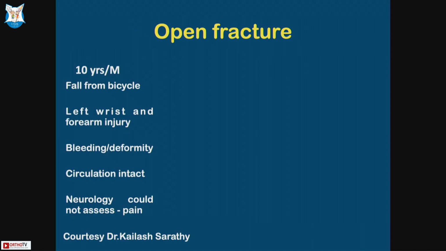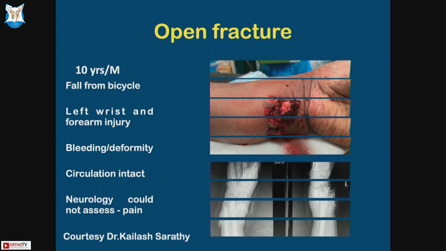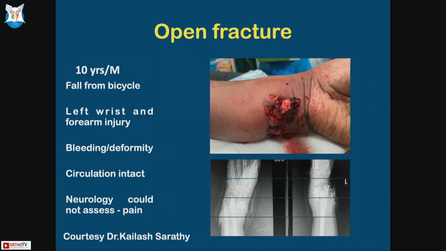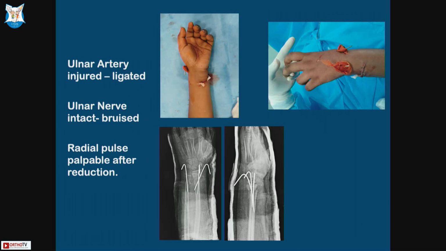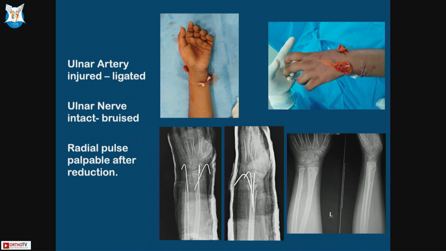Open fractures are another indication to fix them. You can't treat these closed. This was a 10-year-old boy, left wrist and forearm injury, bleeding, deformity, circulation was intact. The neurology was not assessed, but that was the picture. Then the ulnar artery was ligated, the ulnar nerve was intact, bruised, with no distal neurological deficit, and the radial pulse was palpable. This is how it is fixed. And then the child went on to do well with no residual problems. So this is another reason for fixing these fractures.